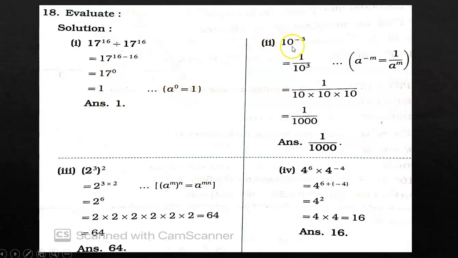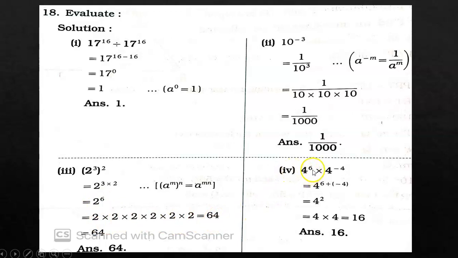Second question, 10 raised to minus 3. This means 1 upon 10 raised to 3. The law is written, which is 1 upon 10 into 10 into 10. 1 upon 1000 is your final answer. Next, 2 raised to 3 the whole raised to 2 means 2 raised to 3 multiplied by 2, which is 2 raised to 6. Simplified further, answer is 64.